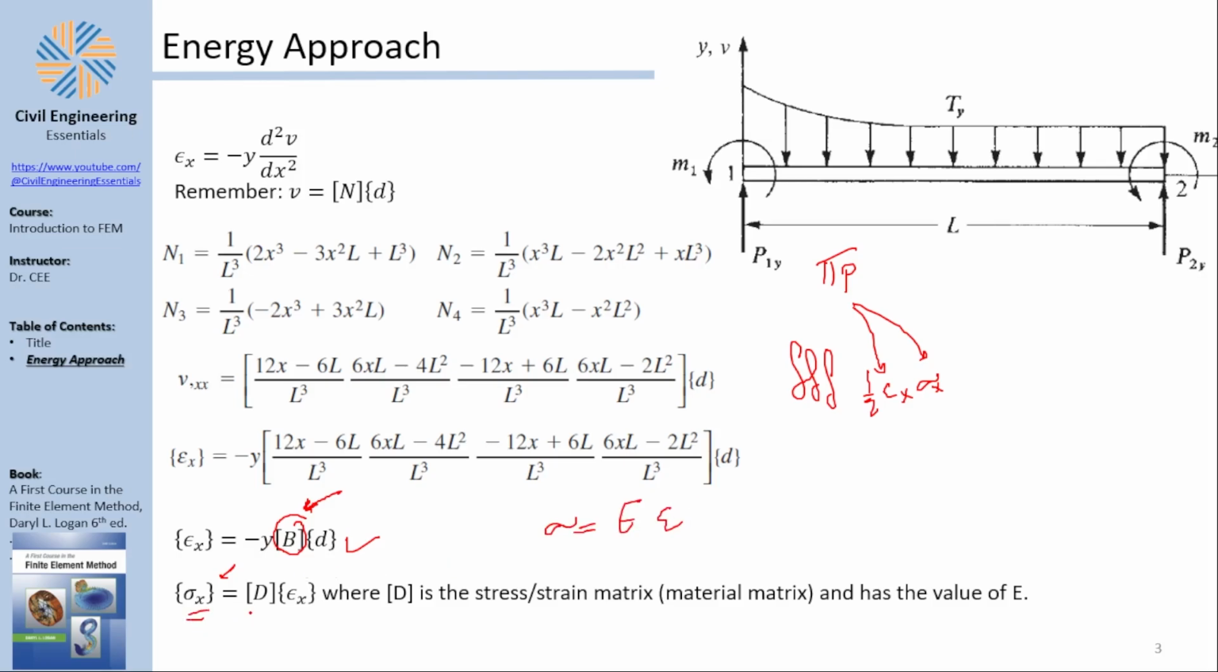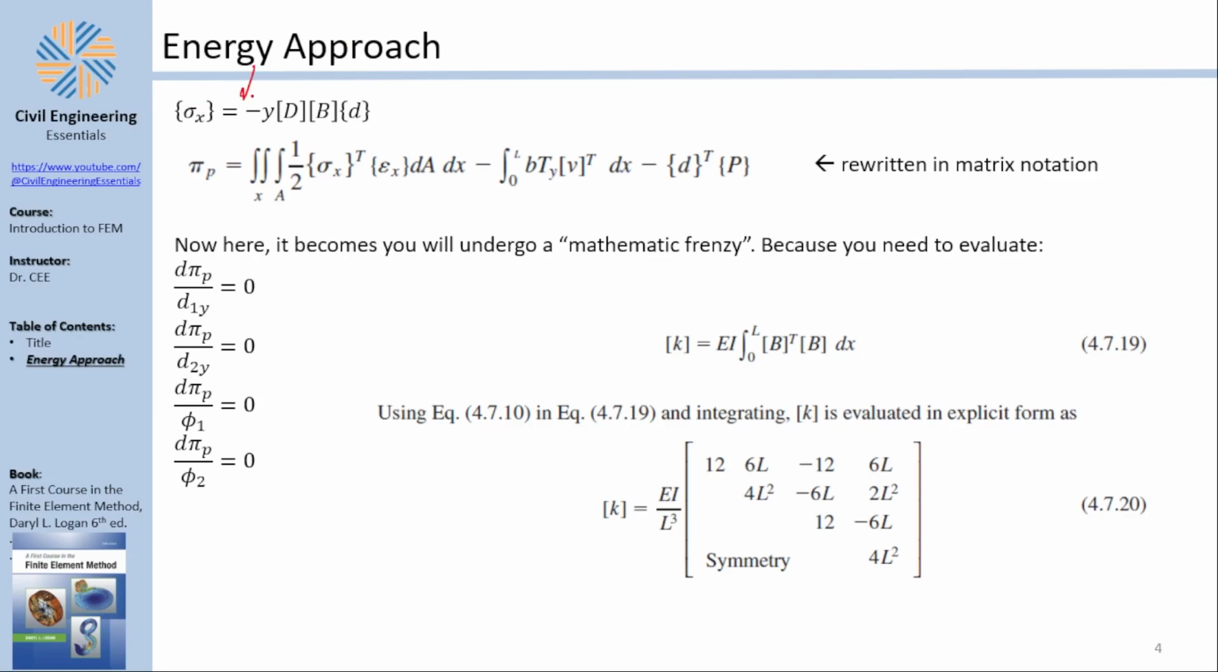So you can see sigma x equals D epsilon x, where D is the elastic modulus. That should be self-explanatory, which basically yields this equation. Why is this equation like this? Because epsilon equals negative y multiplied by the displacement strain matrix and d. So if you cram in another material, which is your capital E, he calls it D here, you end up using this.